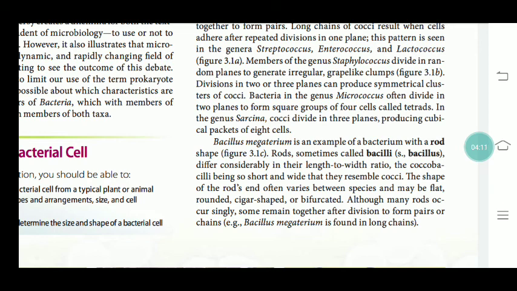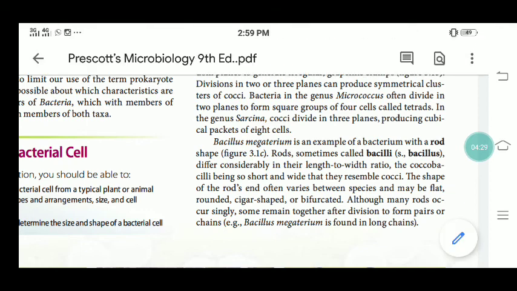Now another one is rod shaped bacteria. The bacteria having a structure like a rod are called rod shaped bacteria. Bacillus megaterium is an example of bacteria with a rod shape. Rods are sometimes called bacilli or bacillus. The organism which has a rod shape is called bacilli or bacillus. They differ considerably in their length to width ratio.